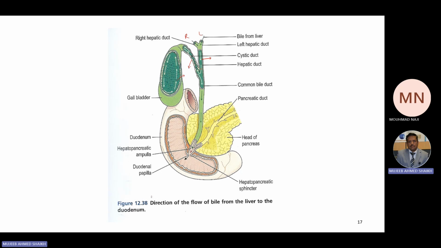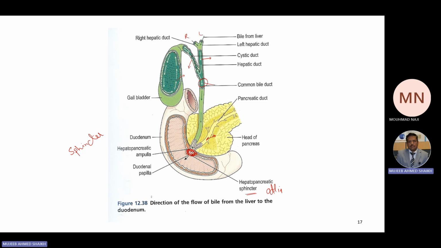And then the cystic duct plus the hepatic duct will form the common bile duct, which can be blocked, and it will open along with the pancreatic duct, this one. So this is guarded by a valve, which is known as the sphincter of Oddi, also called the hepatopancreatic sphincter or sphincter of Oddi. This sphincter remains always closed except during a meal.